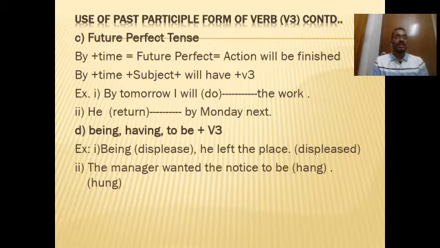He returned by Monday next. So what would be the answer? He will have returned by Monday next. And another rule is that after being, having, or verb to be, that we have discussed already. Being is the continuous form of be verb, so after it we use verb 3. For example, being displeased, he left the place. So what would be the answer? Being displeased. After being, we use the past participle form of the verb.